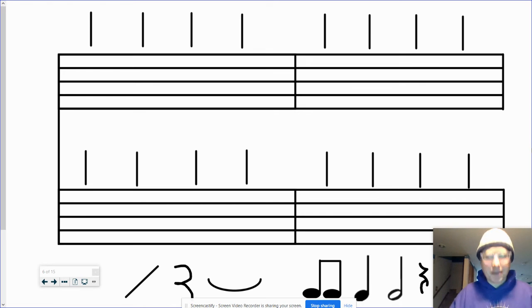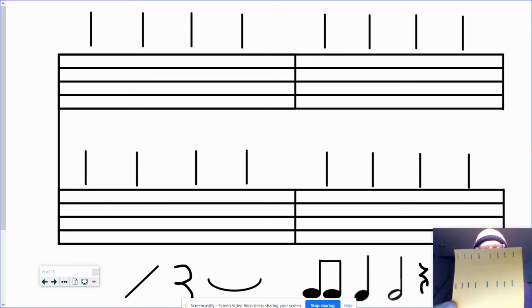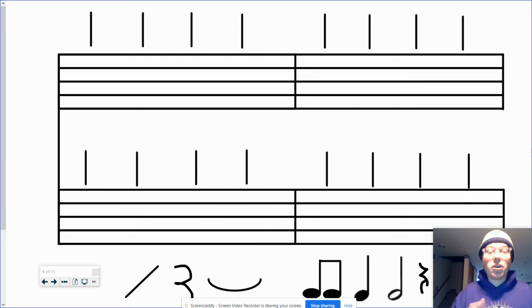It's Friday, so we're gonna do dictation, which I think is one of the funnest things that we do. You need a piece of paper and something to write with. Remember, we're gonna make it look like this. You have 16 lines on it, and then you're gonna mark those lines to create the symbols for beats.